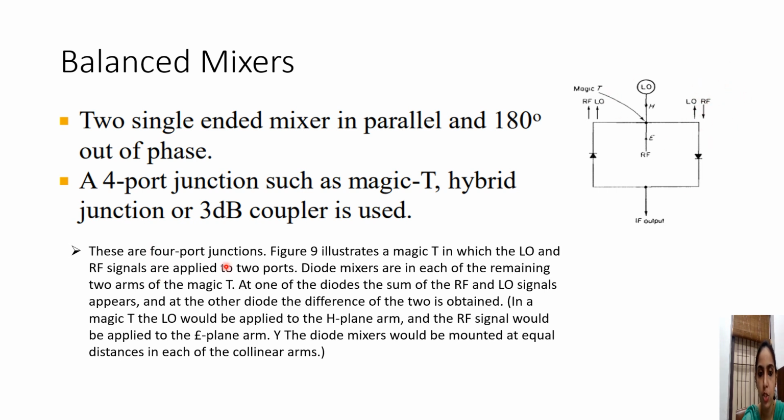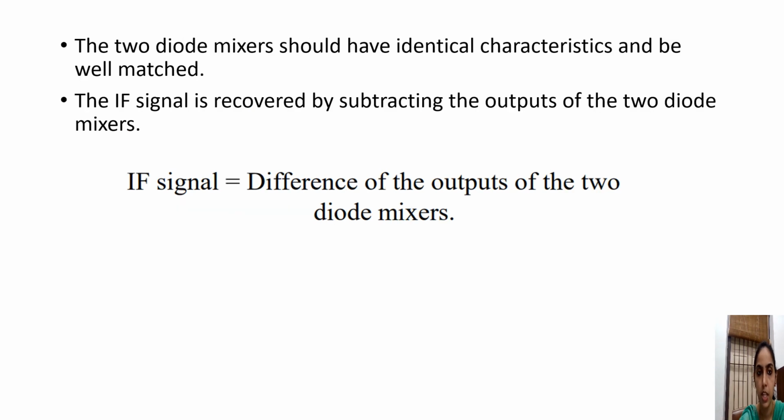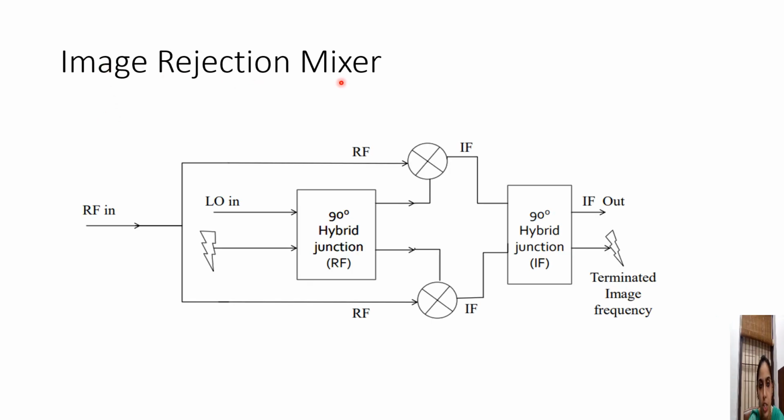So these are 4-port junctions, and this is an example where we have considered a magic T. The diode mixers are mounted at equal distances in each of the collinear arms. The two diode mixers have identical characteristics and are well matched. The IF signal obtained in this case is got by subtracting the outputs of the two diode mixers. So the difference of the outputs of the two diode mixers will be the IF signal which we get in this particular case.